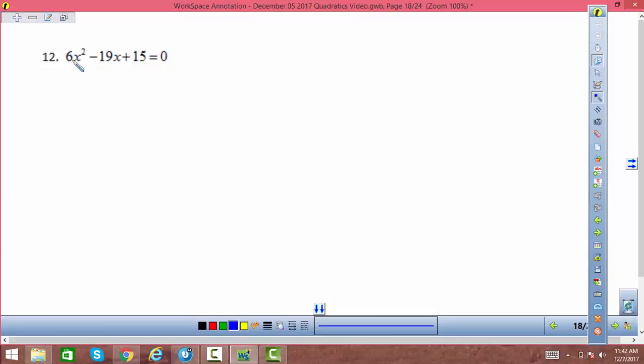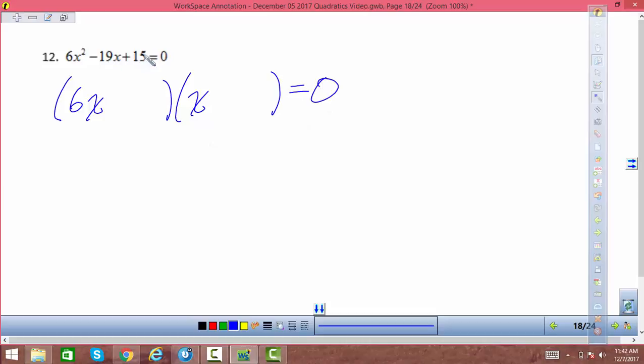So here, no longer a prime number. So there's two different ways I can get a 6 here. I could do 6x times x. And let's just try that. I have a positive here and a negative here, so I know I need negative, negative. So it's either 5 times 3 or 3 times 5. So let's try a 5 here and a 3 here.